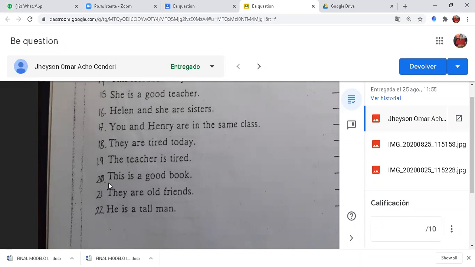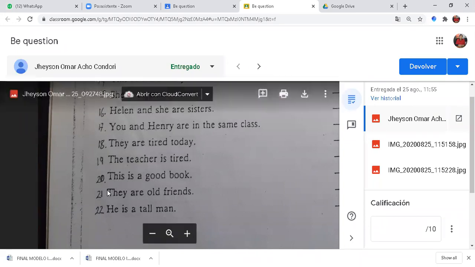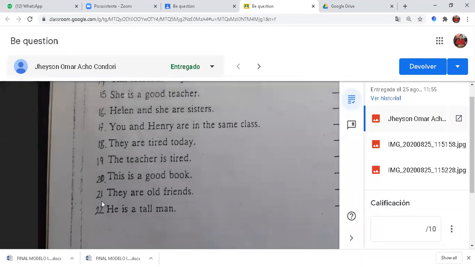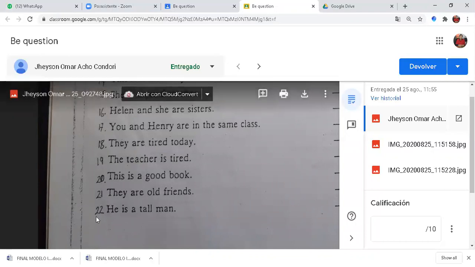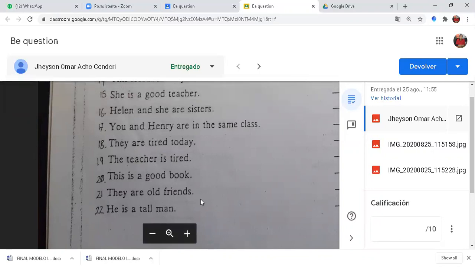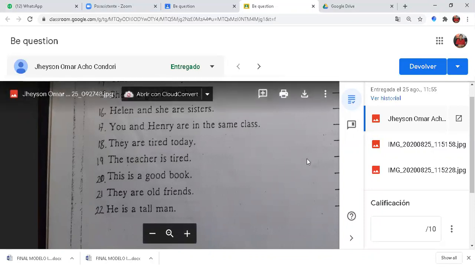20. Is this a good book? Yes. 21. Are they all friends? 22. Is he a tall man? Man, Batman, Superman, Spider-Man, man, singular, man. Okay, ahí está. ¿Cuál es ahora la pregunta?